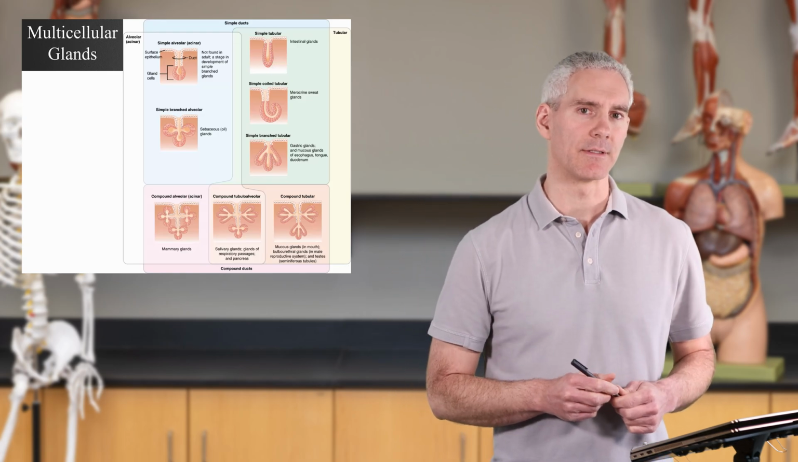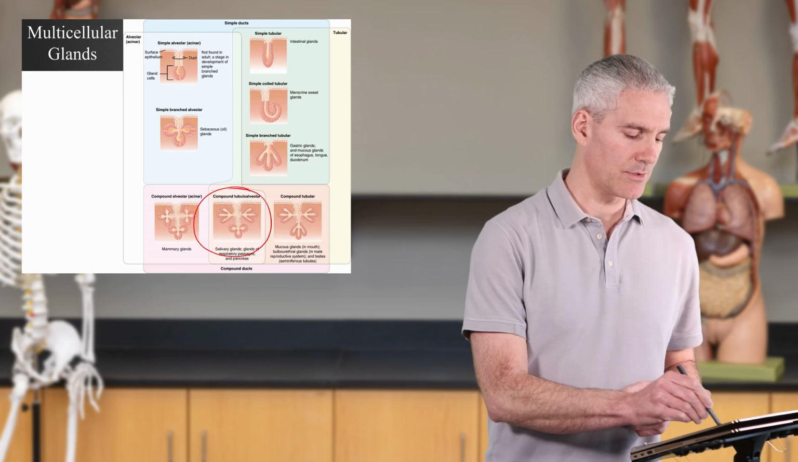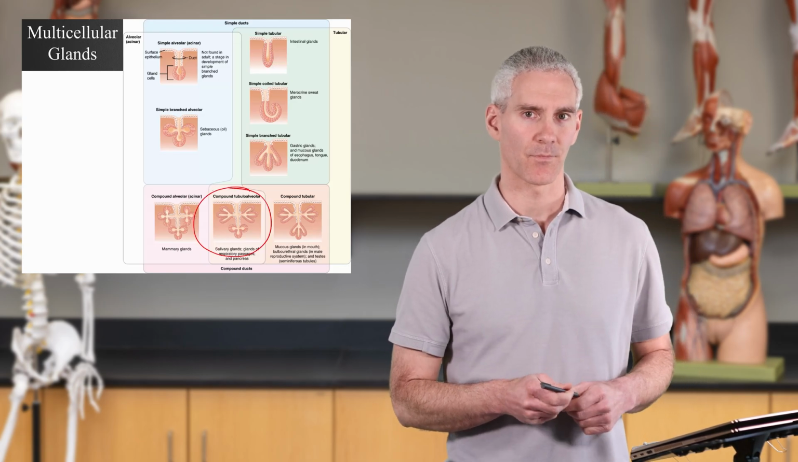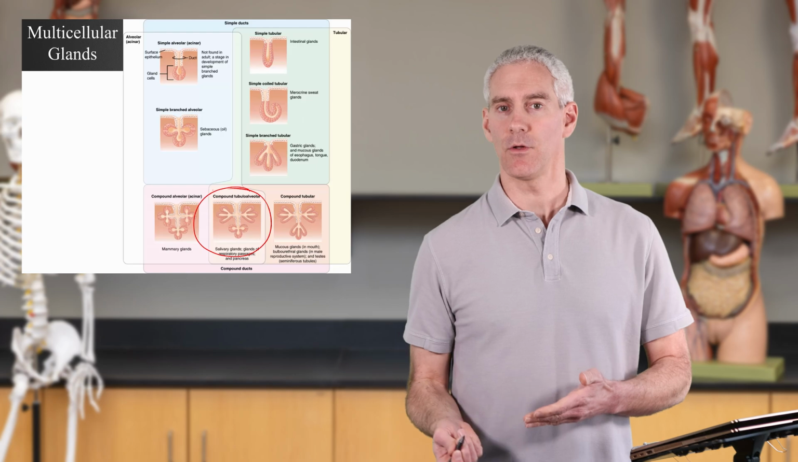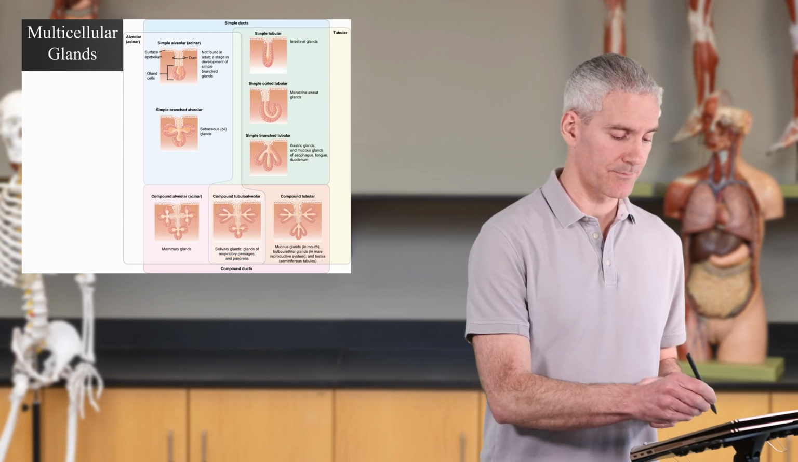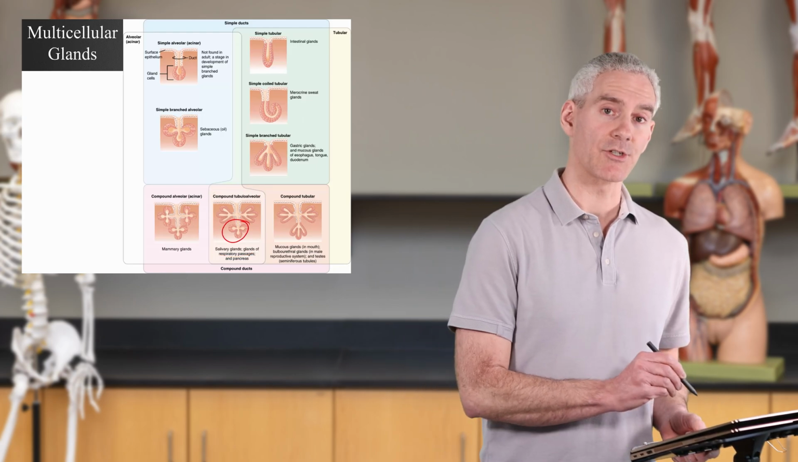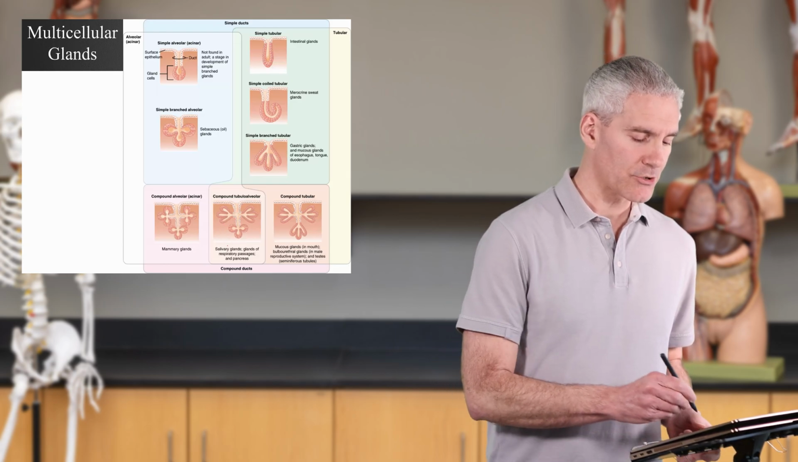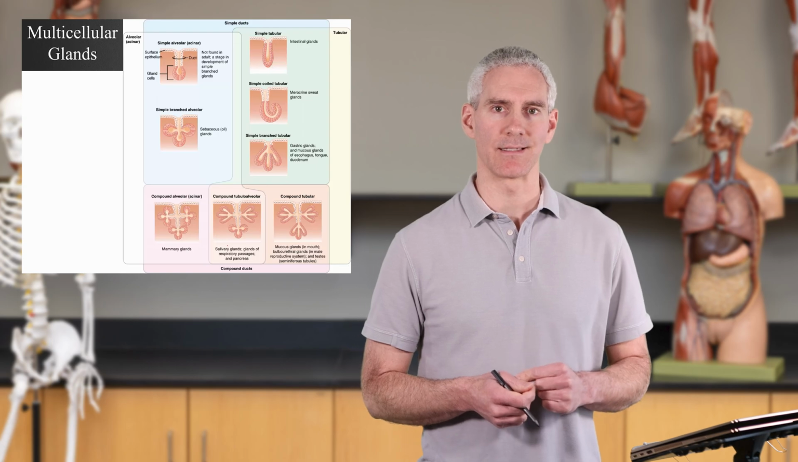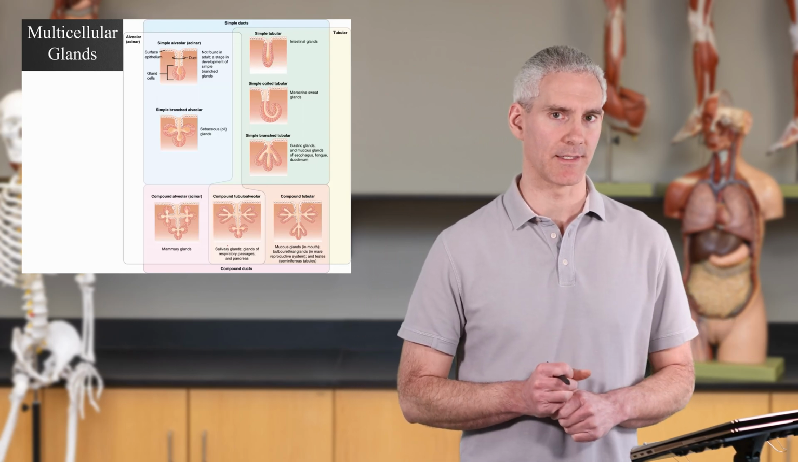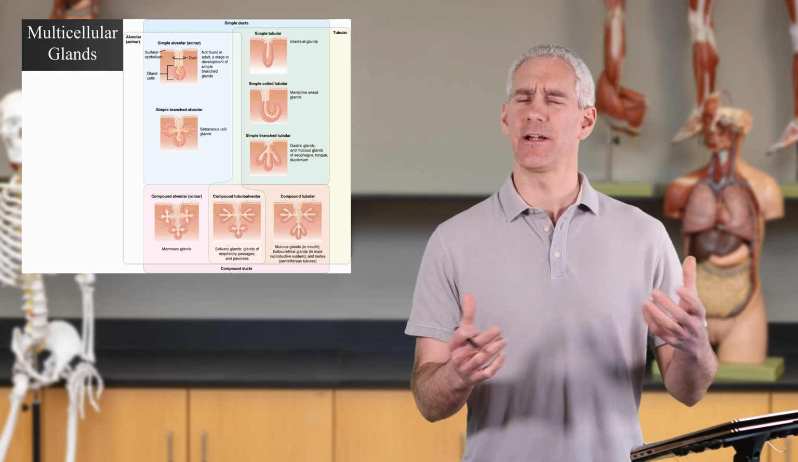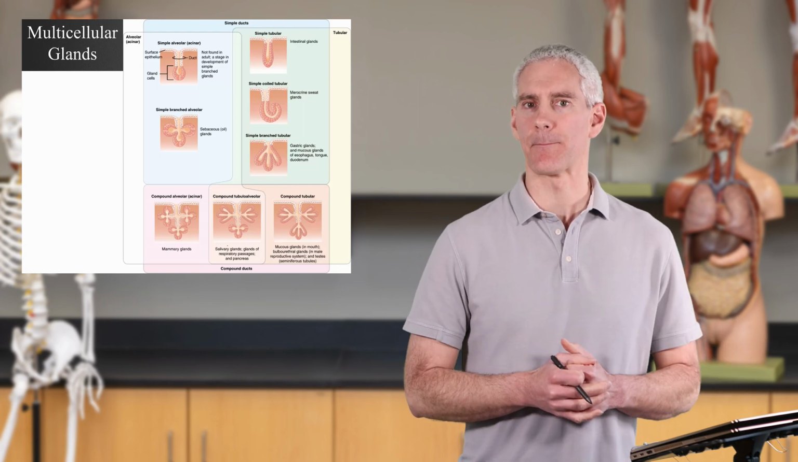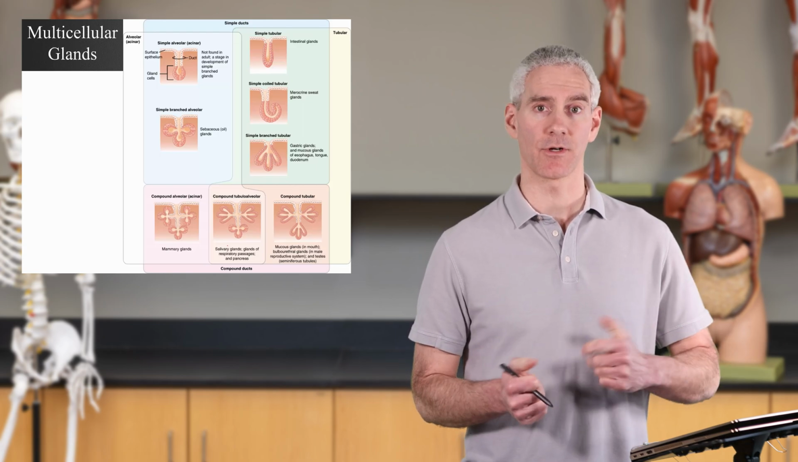But we have a hybrid right in the middle, compound tubulo-alveolar. Well, tubulo-alveolar means both are present. You have the alveolar section and you have the tubular section. So you have a mixture of both shapes being present inside that one single gland. So there's really a lot of variation as far as how these multicellular glands are being structured.